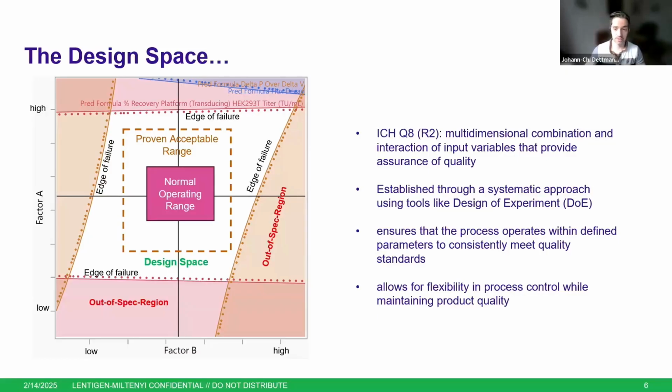It also allows for flexibility and process control while maintaining the product quality, as it really enables the identification of potential failure modes and operational limits. And that means that from the design space, we are finally able to define our specific parameter ranges, our proven acceptable ranges.